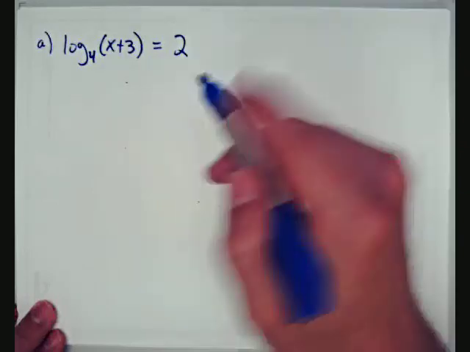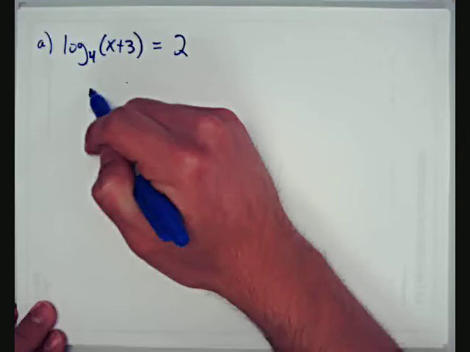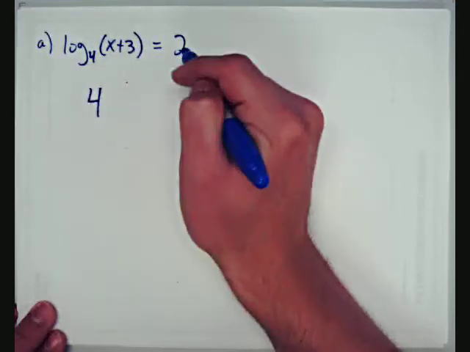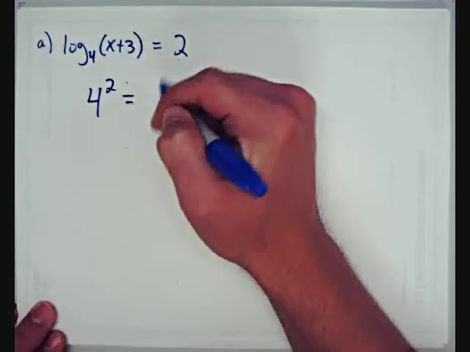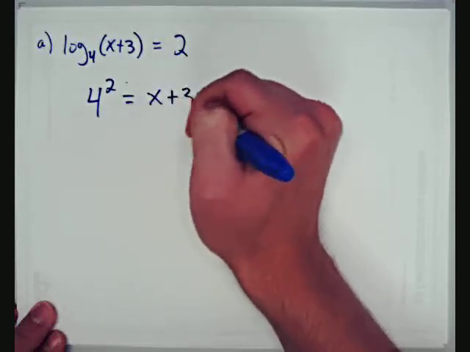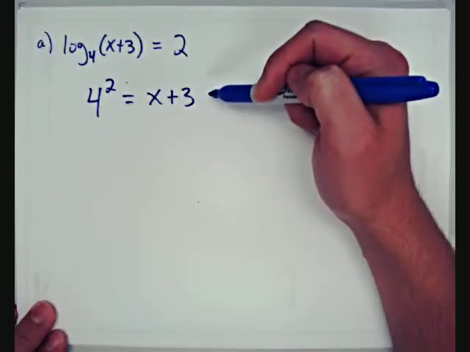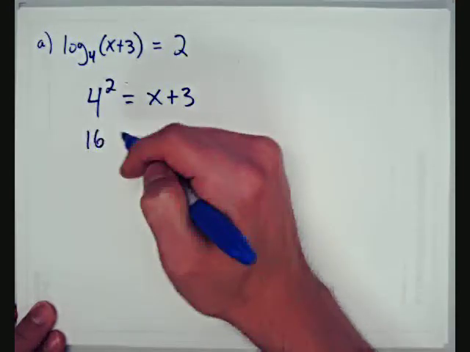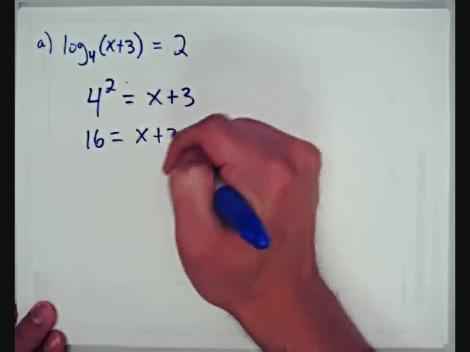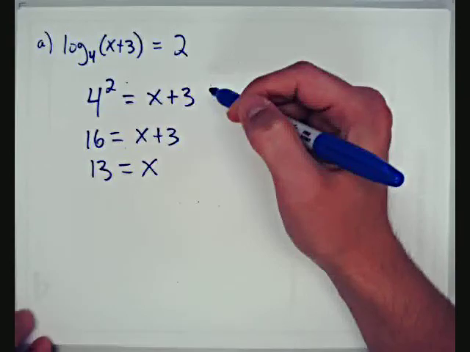To use method 2, we want a log on the left equaling a constant on the right. It's in that format already. So now we use the definition of a log, changing to an exponential. The base of the log becomes the base of the exponential, 2 changes sides to go with the 4, and x plus 3 changes sides. So it's equivalent to the exponential equation 4 squared equals x plus 3. Now solve this exponential equation. 4 squared is 16 equals x plus 3. Subtract 3, and 13 equals x.